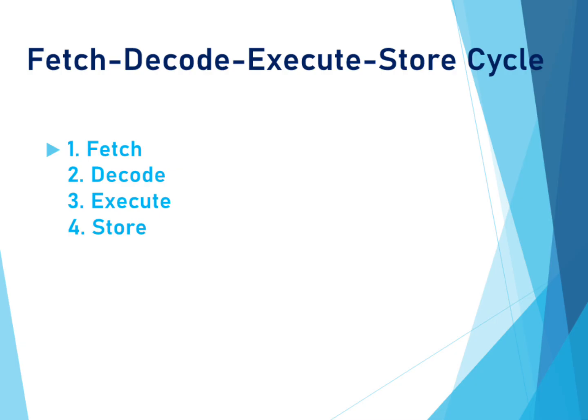Finally, store. The result is stored either in a register or back in memory. The entire cycle of fetch, decode, execute, and store happens incredibly fast, millions or even billions of times every second. Next one is CPU clock speed.